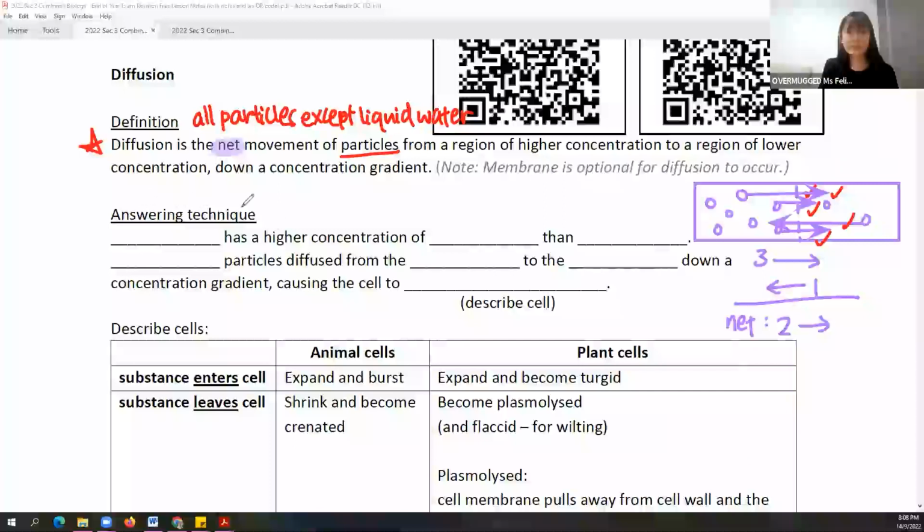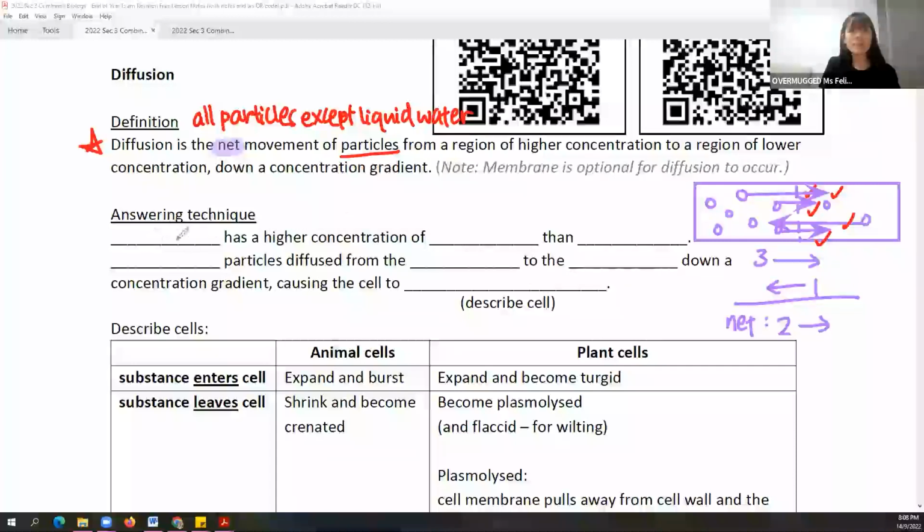For this topic, whenever a question asks you to explain, you realize I will keep using this kind of phrasing, answering technique. The answering technique is what you have to memorize, which is a template answer for you to apply in explanation answers. Whenever the worksheet asks you to explain something and you realize it's related to diffusion, you just copy and paste the whole template in. Let me demo how to use this template.